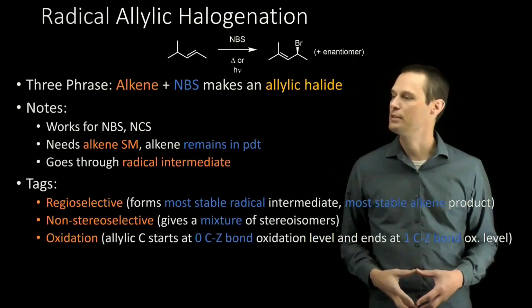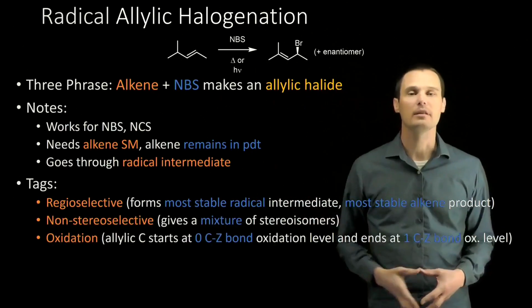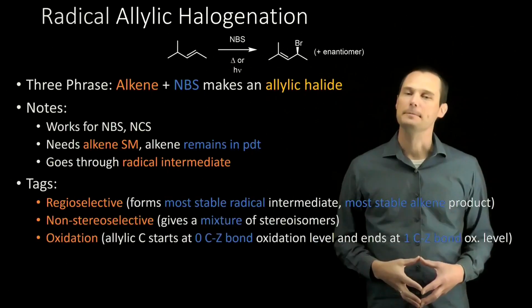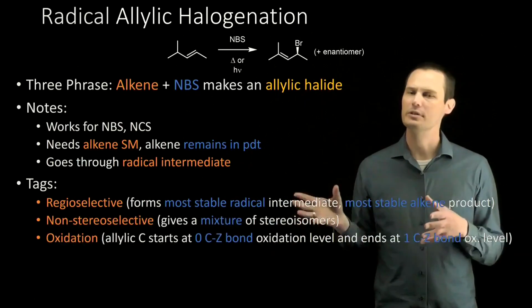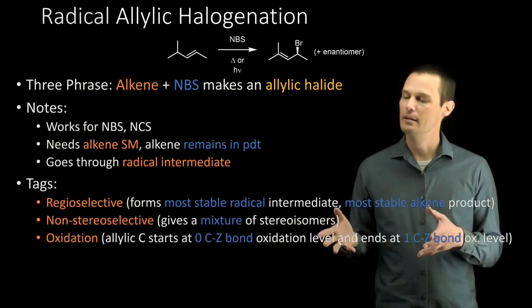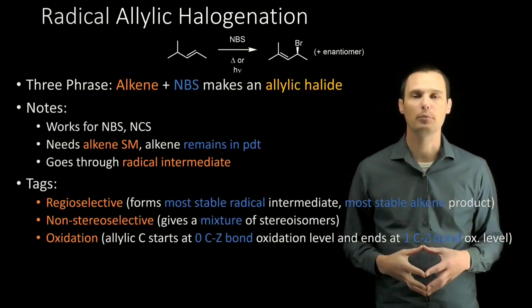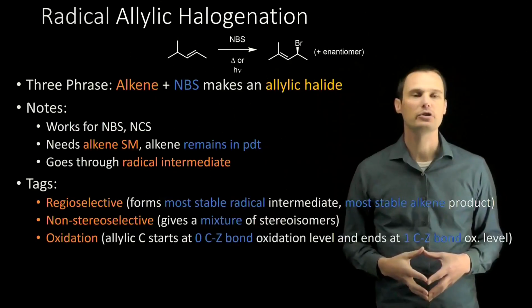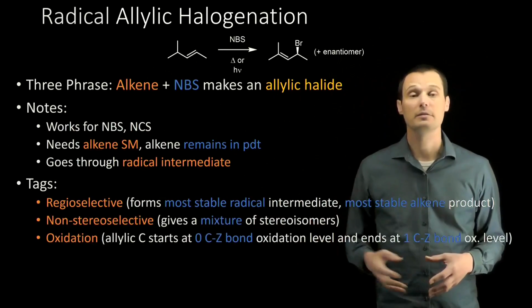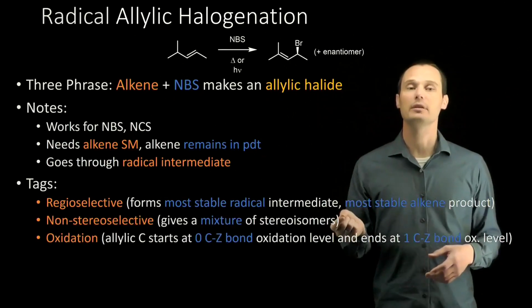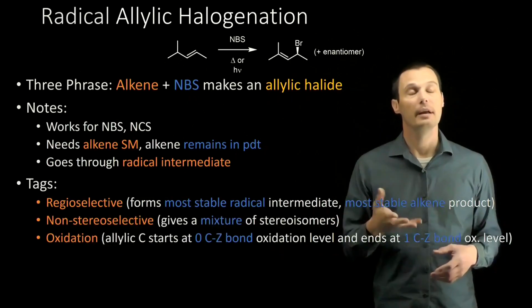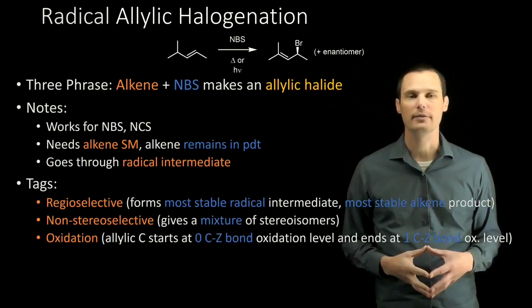We need an alkene in the starting material and that alkene remains in the product, and it goes through a radical intermediate. Some tags for this reaction: this is a regioselective reaction. It forms the most stable carbon radical intermediate, and it forms the most stable alkene product. It is non-stereoselective. It gives a mixture of stereoisomers in our product, and it is a formal oxidation. From the perspective of the allylic carbon, it starts at the 0 CZ bond oxidation level and ends at the 1 CZ bond oxidation level.